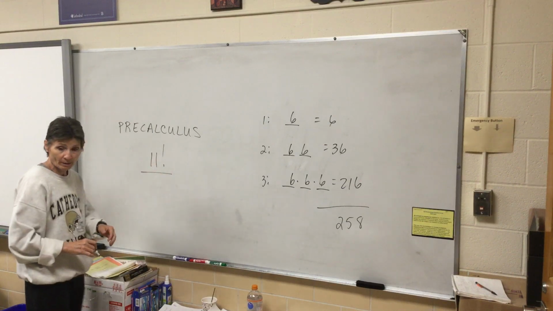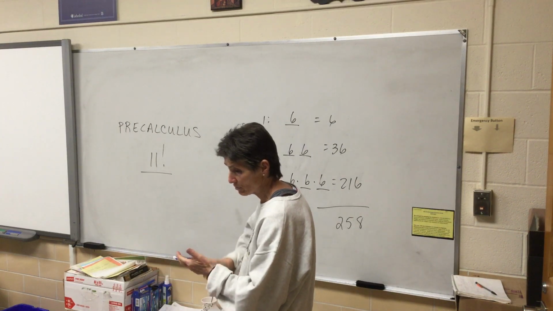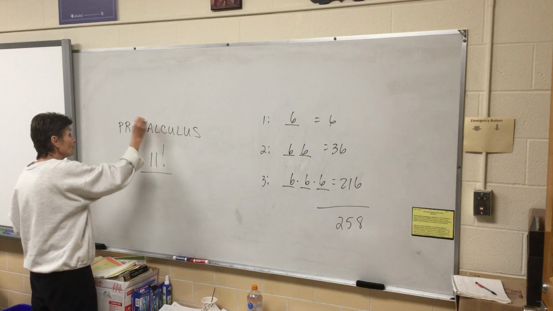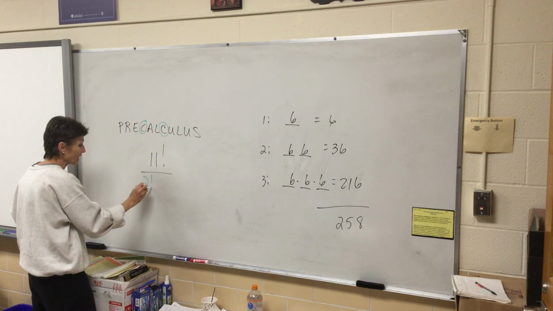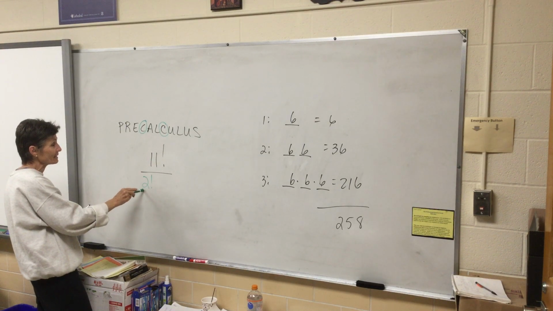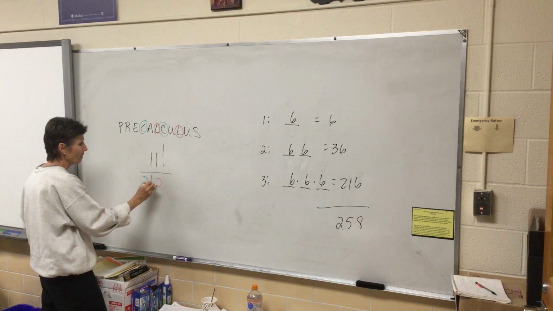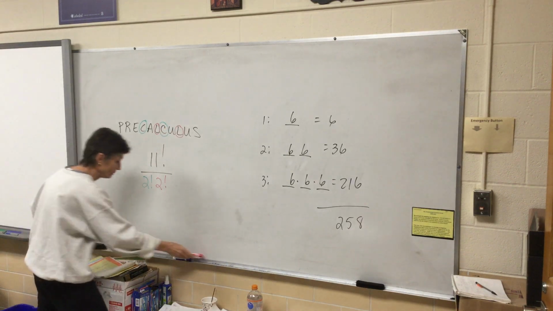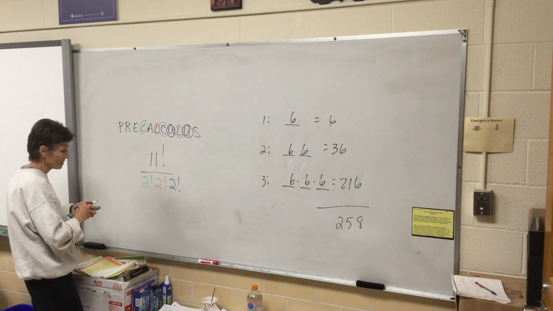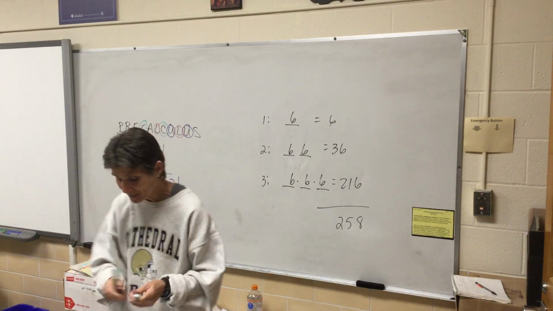I start with 11 factorial, just like I did five letters and six letters. You start with your total letters factorial. Then there's two C's, so I'm going to put a 2 factorial in the denominator. My 11 factorial, that's my total letters, is divided by my repetitions. I've got 2 C's, 2 L's, so I divide by another 2 factorial, and 2 U's, divide by another 2 factorial. Now, did I get all my repeated letters? Yes.